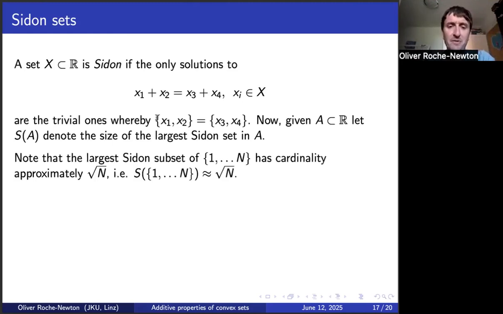So here's an example. You take this very structured set, the first n integers. The largest Sidon set has size about square root of n. It's a really big open problem in additive combinatorics to determine more precisely what this value should be. The big question is, what's the error term? What's the second order term? So root n plus what? But I'm not really going to talk about that today. I'm happy to just think about the main order being there, root n.